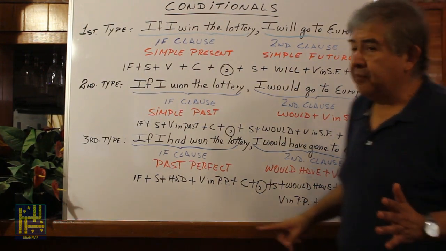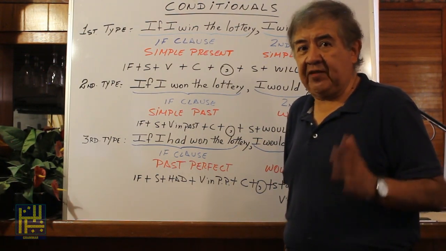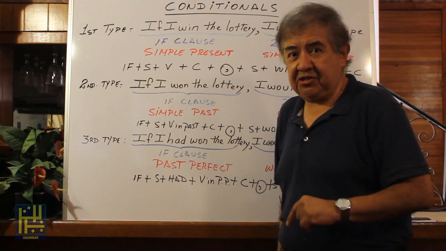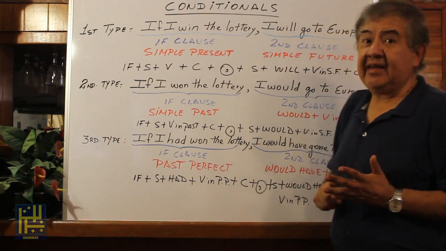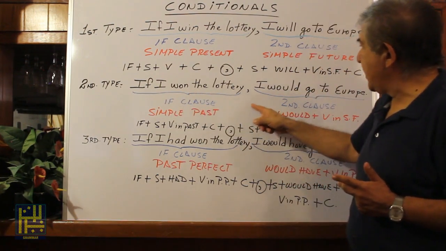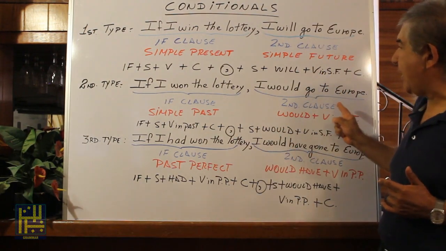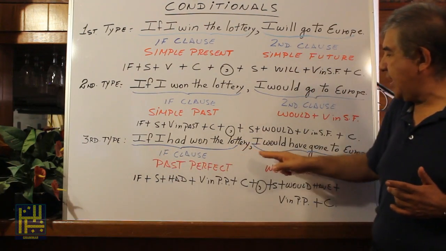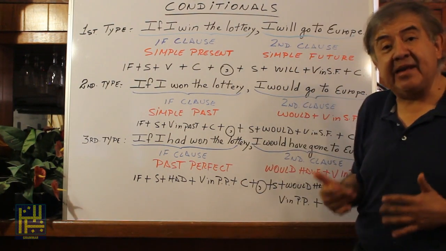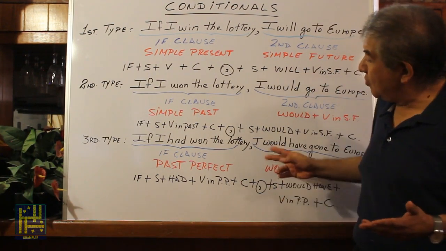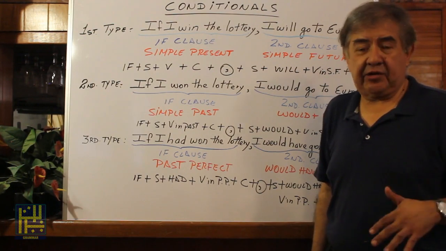Now, a very important thing is that you must keep in mind the different translations of each sentence in Spanish. That is, if I win the lottery, I will go to Europe: si yo gano la lotería, iré a Europa. If I won the lottery, I would go to Europe: si yo ganara la lotería, iría a Europa. And if I had won the lottery, I would have gone to Europe. Okay? Si yo hubiera ganado la lotería, habría ido a Europa. Those are the three types of conditionals. And now we're going to check the fourth type.